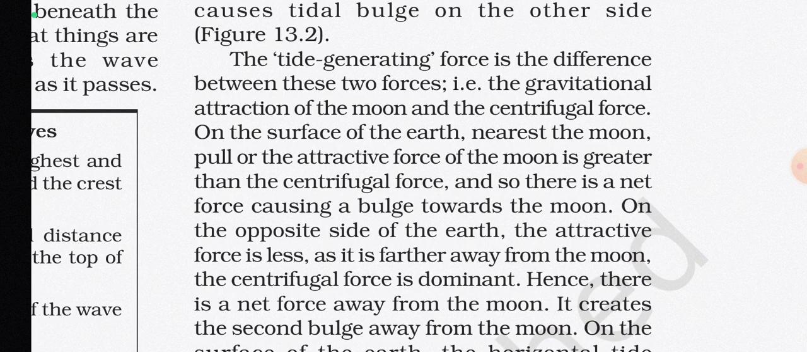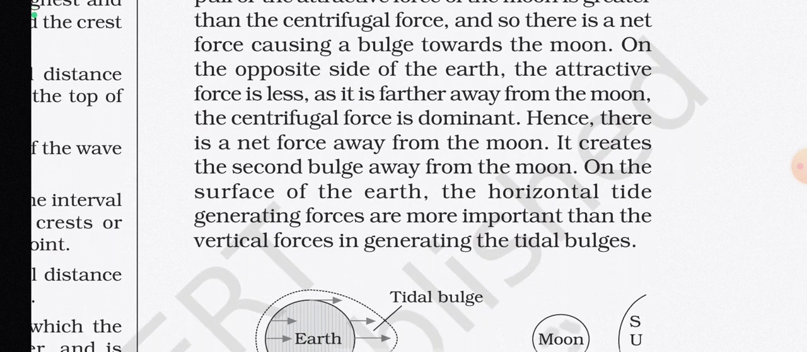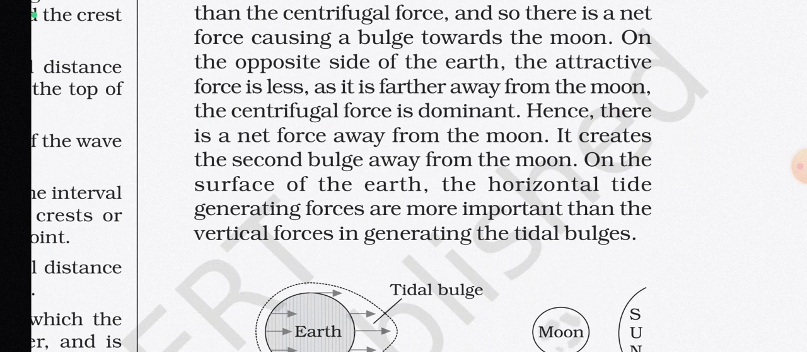The gravitational attraction of the moon and the centrifugal force on the surface of the earth nearest the moon: the attractive force of the moon is greater than the centrifugal force, and so there is a net force causing a bulge towards the moon. On the opposite side of the earth, the attractive force is less as it is farther away from the moon. The centrifugal force is dominant, hence there is a net force away from the moon. It creates the second bulge away from the moon.